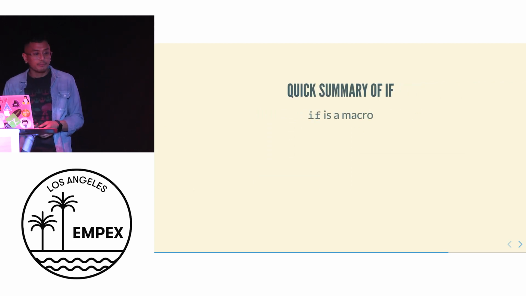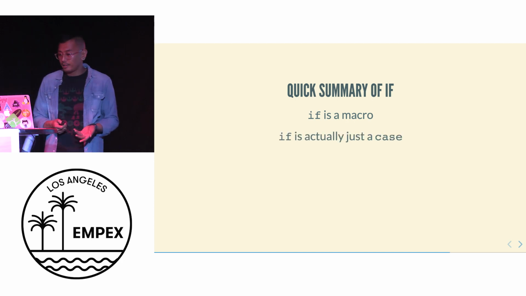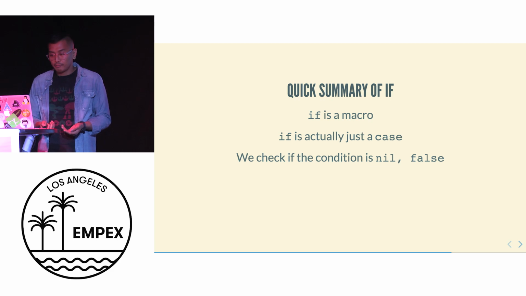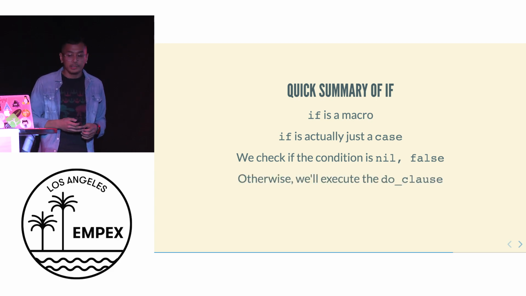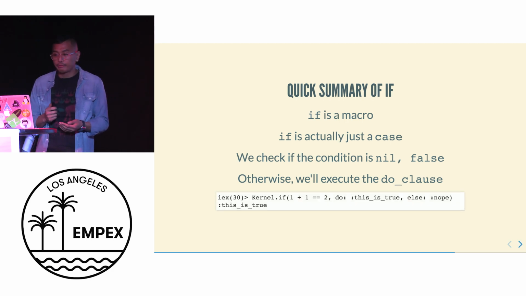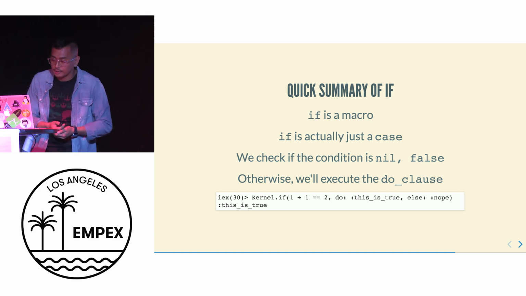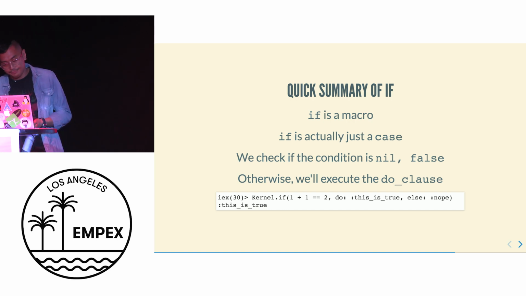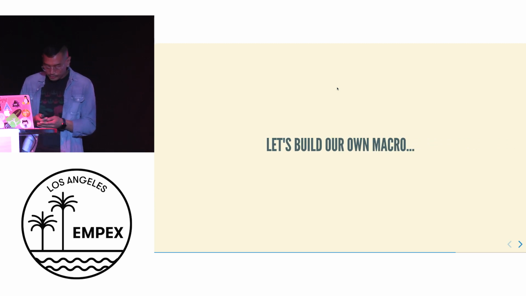If is a macro. If is actually just a case, and we basically just check if it's nil or false, and otherwise we'll do the do clause. And you can actually just write if, like Kernel.if, and then it'll take in that first parameter as a condition, and then you're doing something. Here I'm just passing in an atom as a return, and else no. So we've gotten to the point where we want to build our own macro.